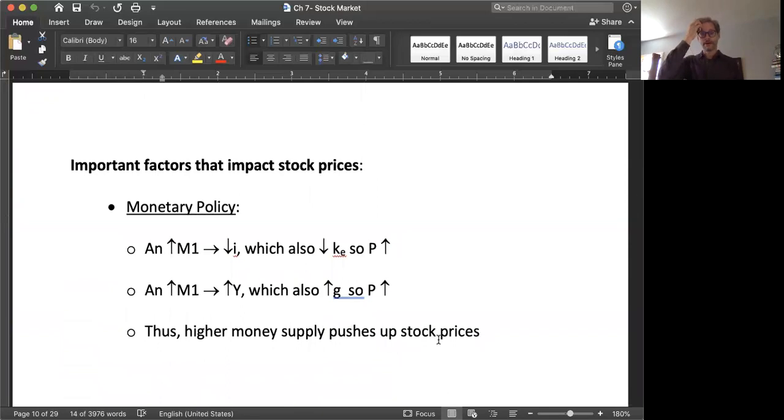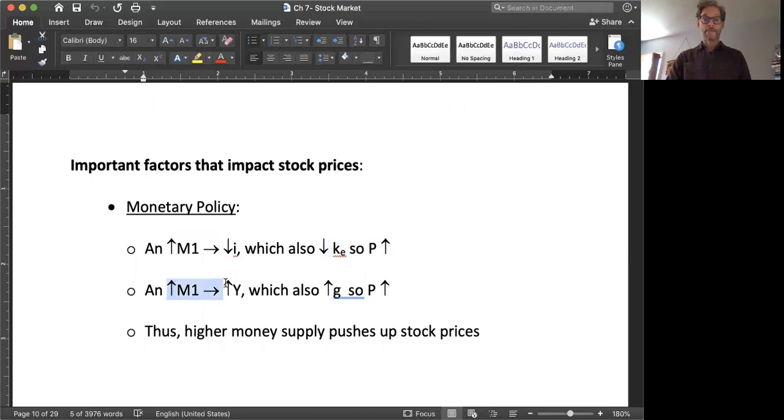Let's talk really briefly here about a couple of important factors that impact stock prices. First, monetary policy, right? Monetary policy definitely plays a role in stock prices. Why? Well, for a couple of reasons. First, monetary policy reduces interest rates, as we've talked about here yesterday. When the Fed increases the money supply, that pushes down interest rates. And interest rates are related to your required return. So when interest rates go down, you can also expect to see investors' required return go down, and that tends to push up stock prices.